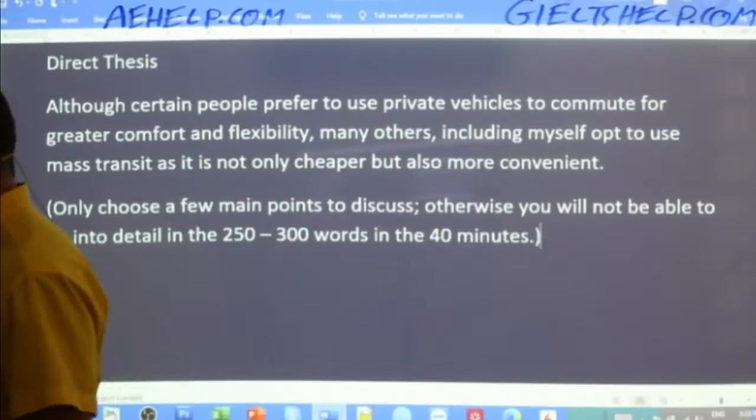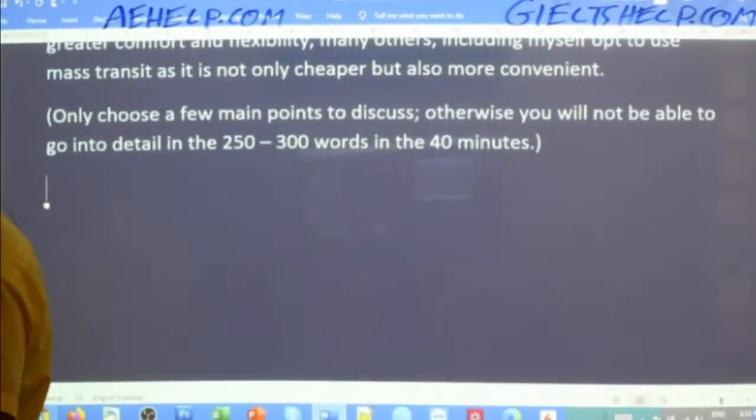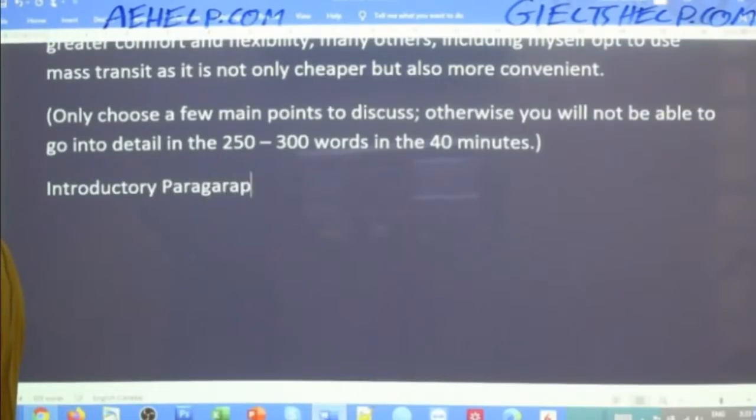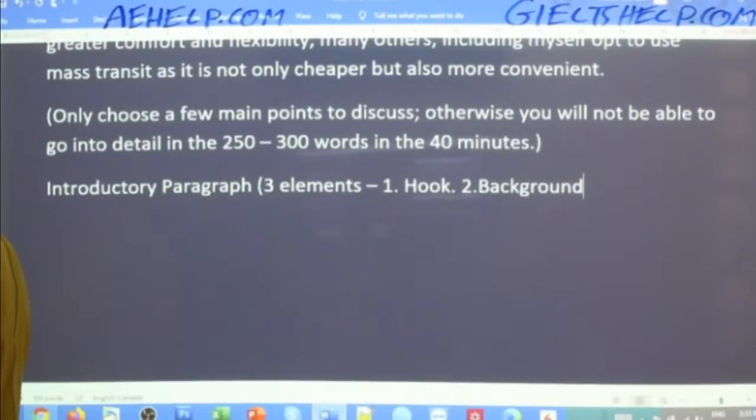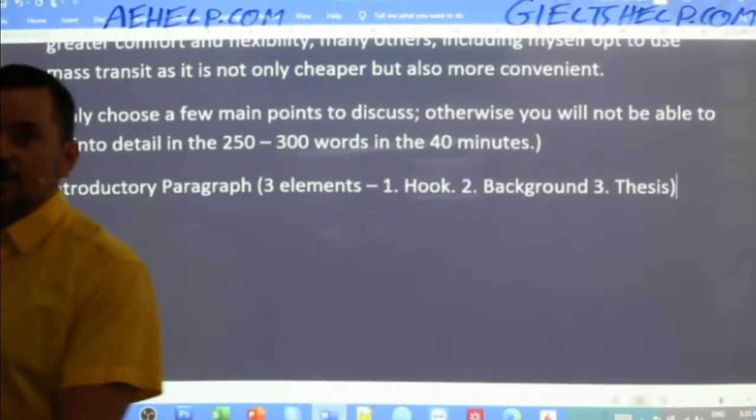Now, the introductory paragraph, it needs three elements, okay? So three elements. They are one, hook, two, background, and three, thesis. Okay, that's what makes a good introduction, all right?